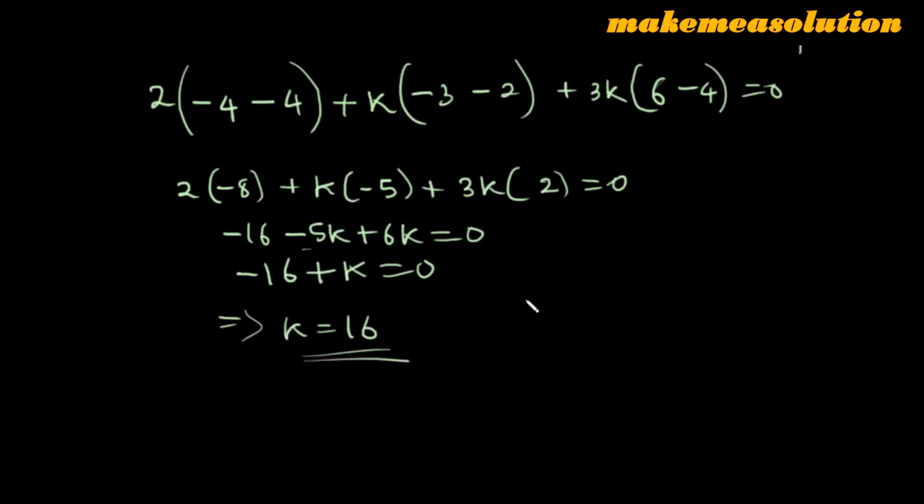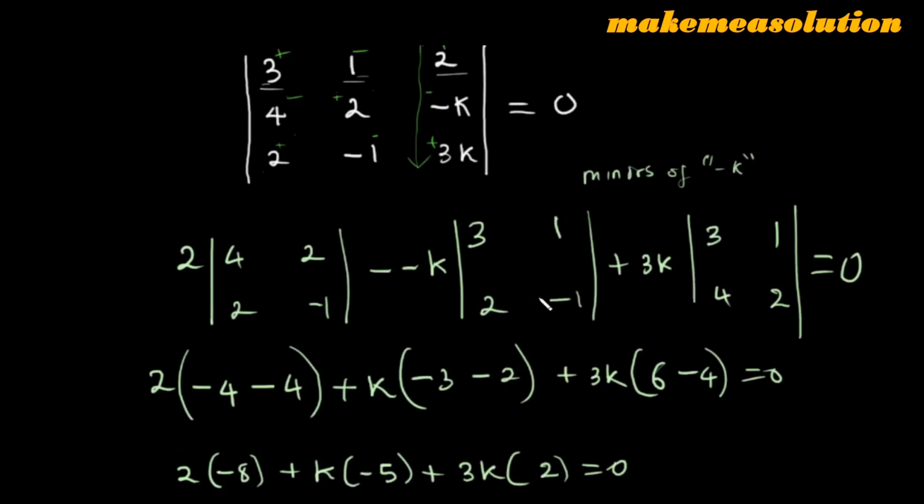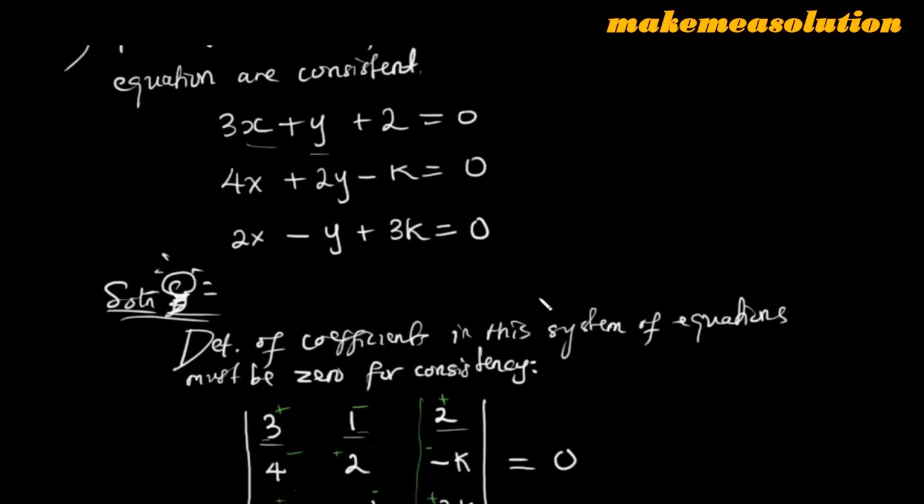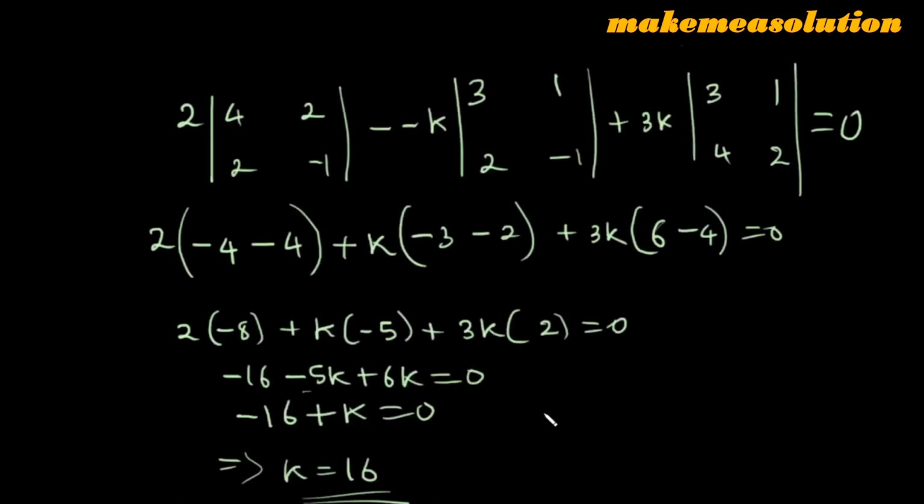So for this system to be consistent, the value of k has to be 16. You got that by making the determinant of the coefficient matrix of this system equal to 0. So that's all about this method.